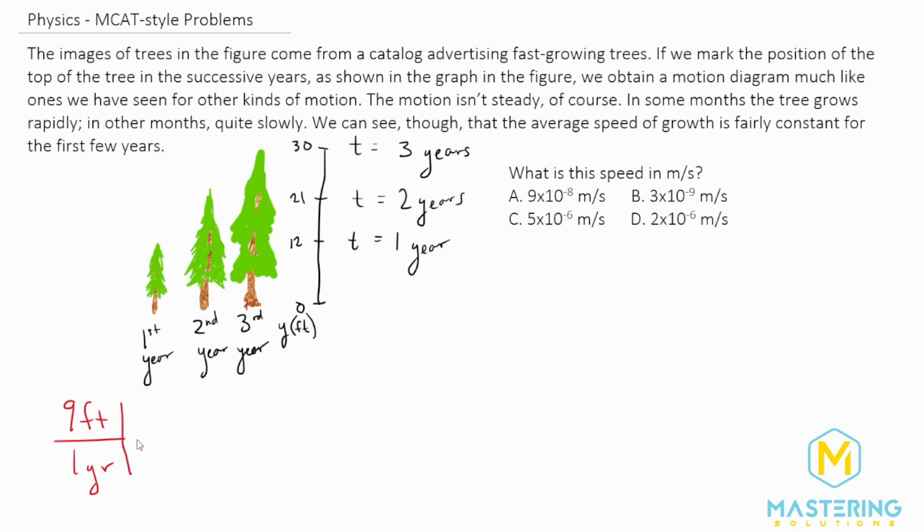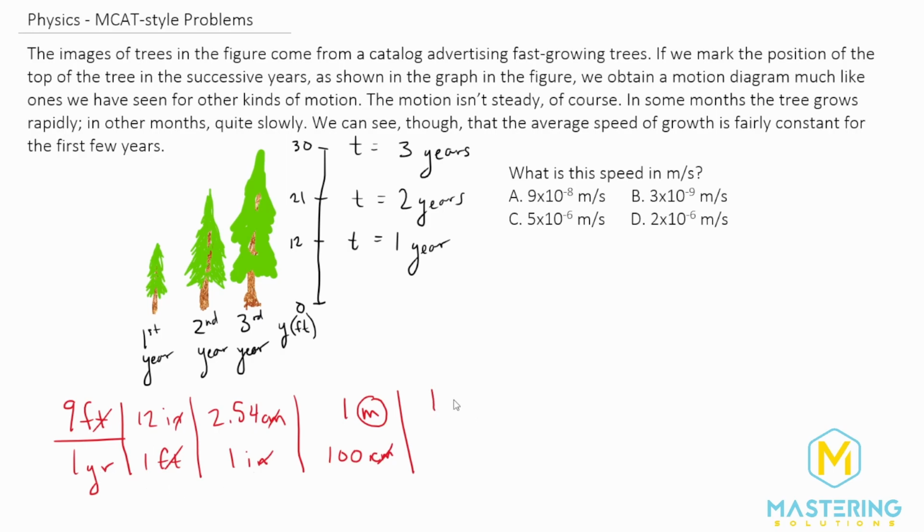So let's first do the feet and put that into meters. You can do the years first if you want. I'm just going to do the feet first. It doesn't matter though. So in 1 foot, there are of course 12 inches. The feet will cancel. Now we know in 1 inch, there is 2.54 centimeters. Now the inches cancel. And in 1 meter, there are 100 centimeters.